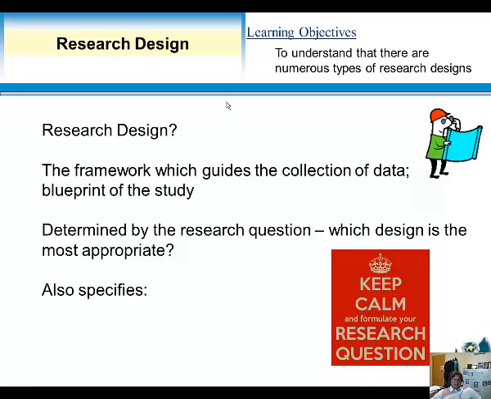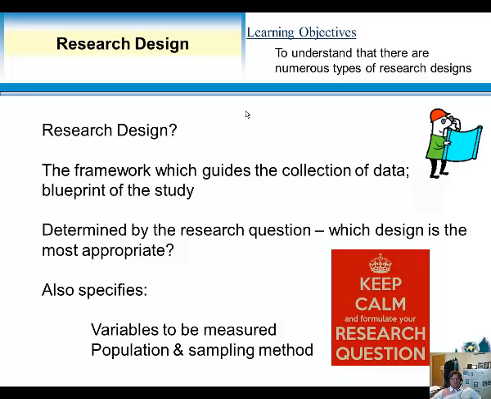The research design also specifies things such as what are the variables to be measured, who is your population, and what is your sampling method, and what is your method of observation. How are you going to collect data in your study?